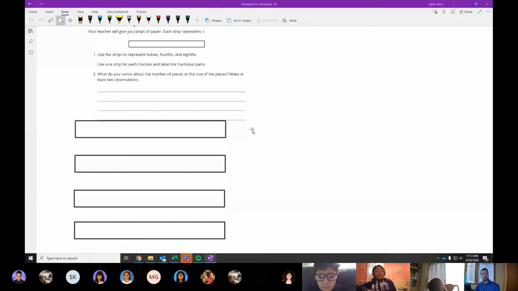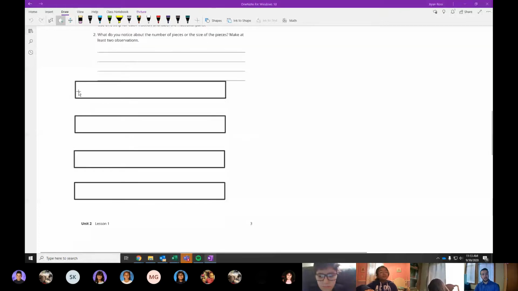Okay, let's read the directions. So you should have 4 rectangles, kind of the same type of length, like a long strip of paper.